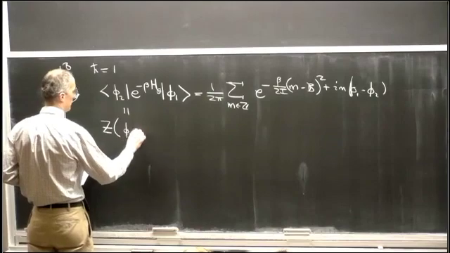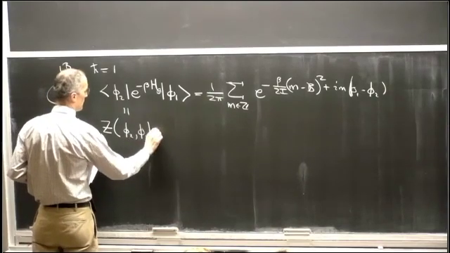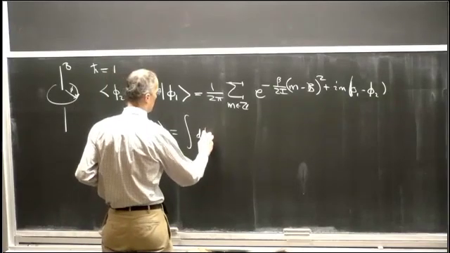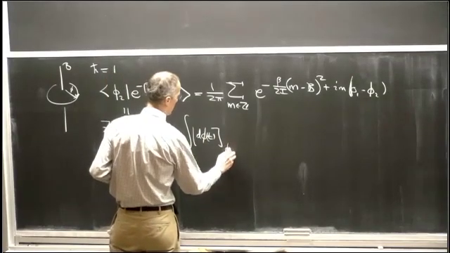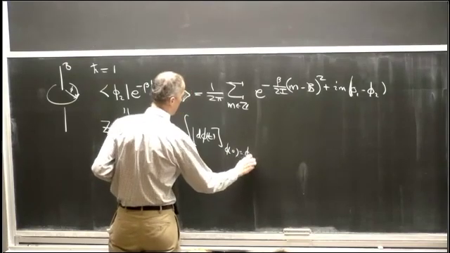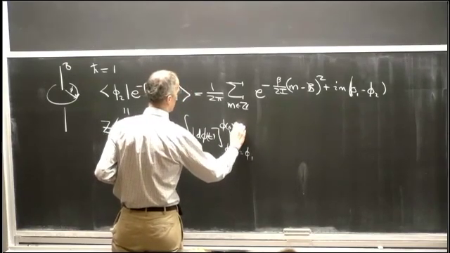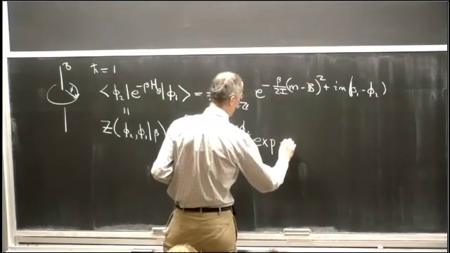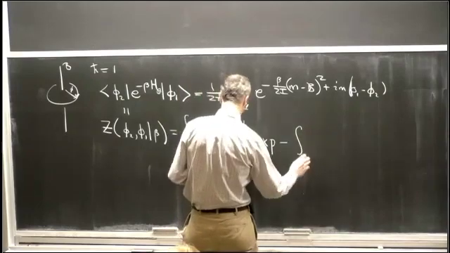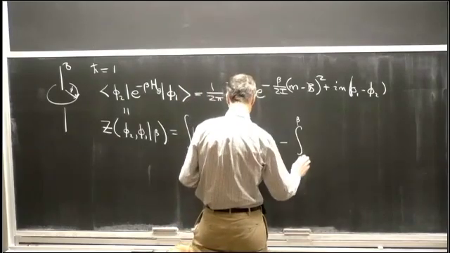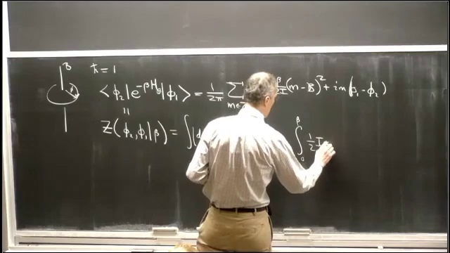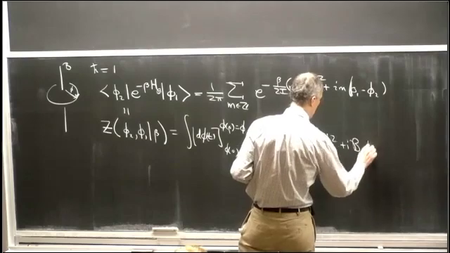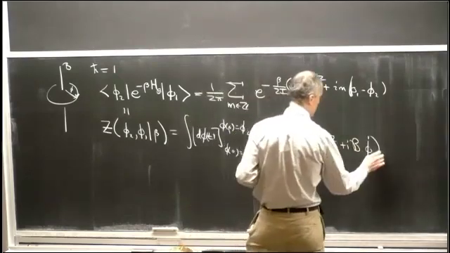So I'll call this Z of phi 2, phi 1, beta. And so this is the Euclidean path integral with boundary conditions that phi of 0 is phi 1 and phi of beta is phi 2. And we have the Wick rotated action, so we have e to the minus Wick rotated action. So that's an integral from 0 to beta of 1/2 I phi dot squared plus i b phi dot. Here's our theta term that we discussed last term.